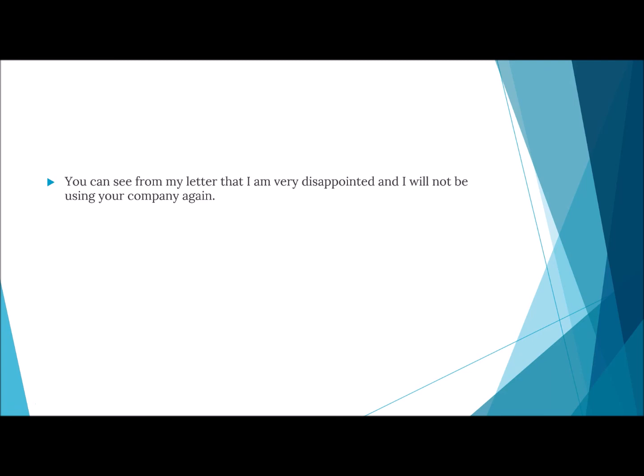You can see from my letter that I am very disappointed and I will not be using your company again. This one is almost there, but what we're actually missing is the comma here, because I will not be using your company again is a separate independent clause. So it's a simple sentence of its own. We've joined it to another one with and. We should be using the comma here. Now again, not a big thing, but it is true. It should be there.